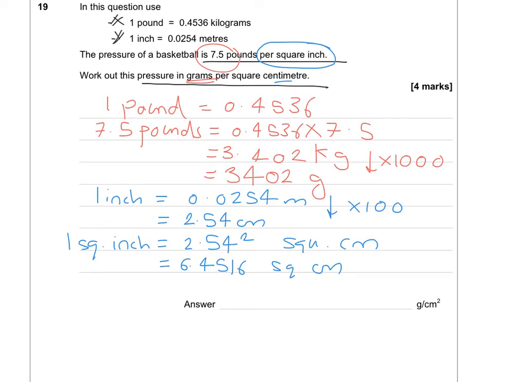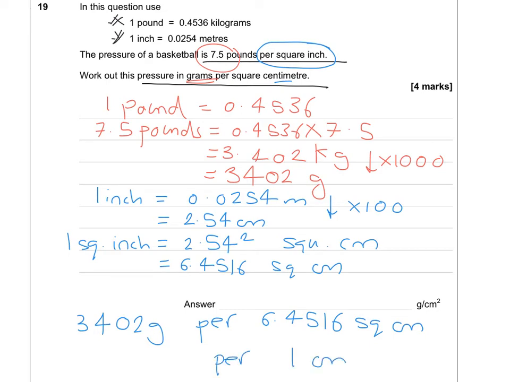So we've now converted 7.5 pounds per square inch. We know that that is the same as 3,402 grams per 6.4516 square centimetres. However, we need to convert this into grams per 1 square centimetre, so we need to convert this into 1 centimetre squared, which means this value here, we need to divide it by 6.4516.